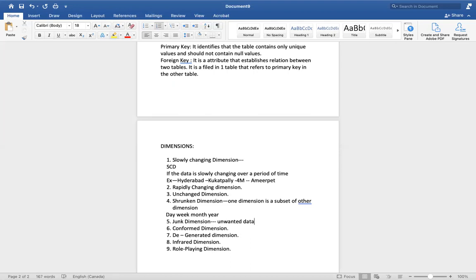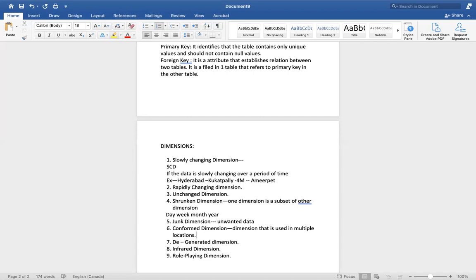And the next one is the conformed dimension. A conformed dimension is a dimension that is used in multiple locations. If a dimension is used in multiple locations, that type of dimension is called a conformed dimension. It can be used in multiple fact tables. To explain it more clearly, we use the same column in different tables. That is a conformed dimension.